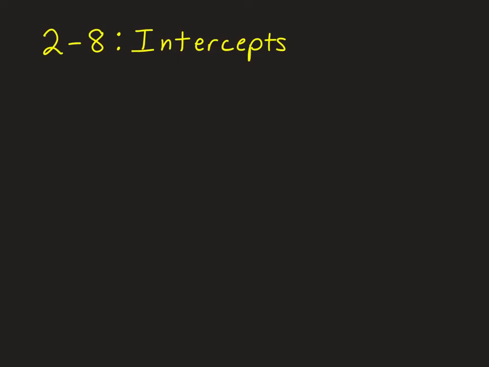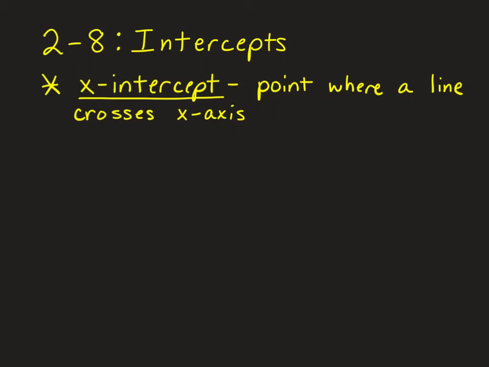Lesson 2.8 is about intercepts. An x-intercept is a point where a line crosses the x-axis. You can find this where y is equal to 0. So you'll get a value for x, a y value of 0, and it'll fall on the x-axis.